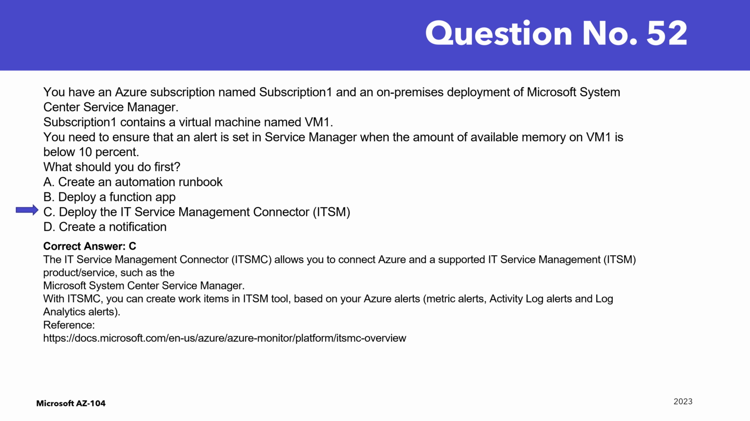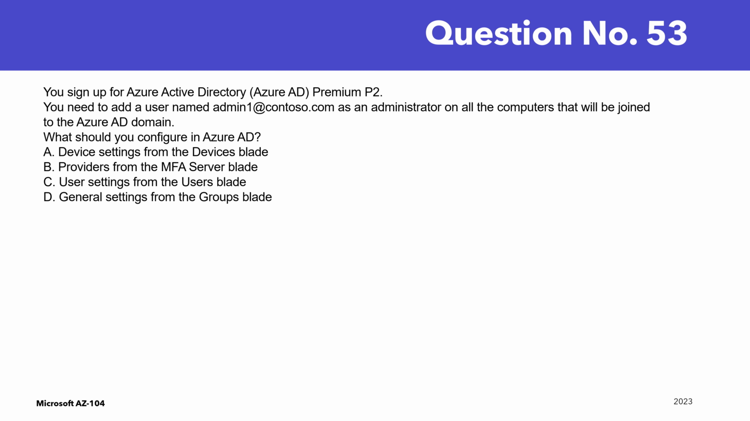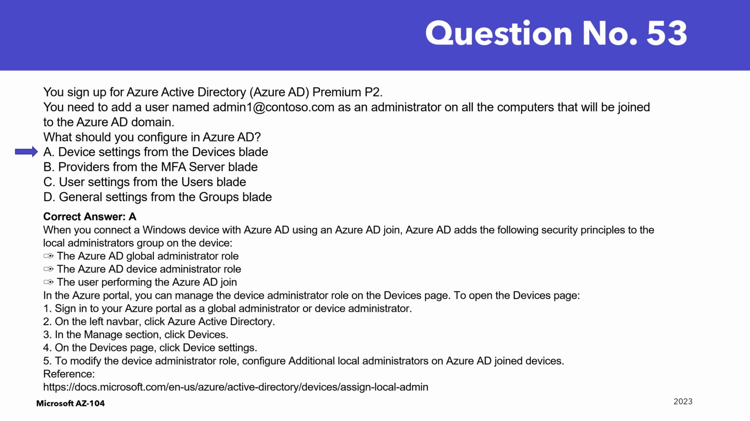Correct answer: C. You sign up for Azure Active Directory, Azure AD, Premium P2. You need to add a user named Admin1 at Contoso.com as an administrator on all the computers that will be joined to the Azure AD domain. What should you configure in Azure AD? A. Device settings from the Devices blade. B. Providers from the MFA Server blade. C. User settings from the Users blade. D. General settings from the Groups blade. Correct answer: A.